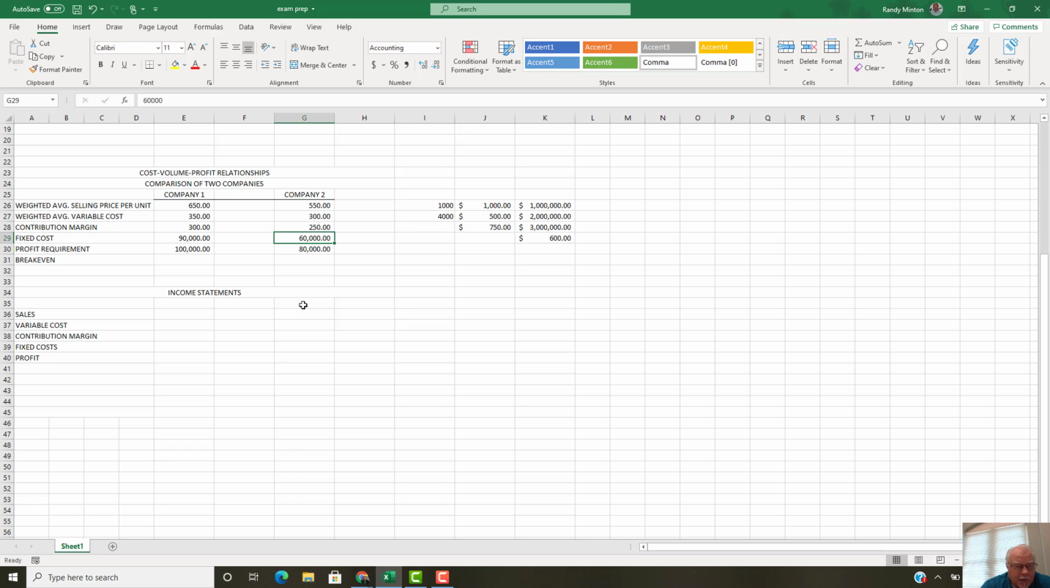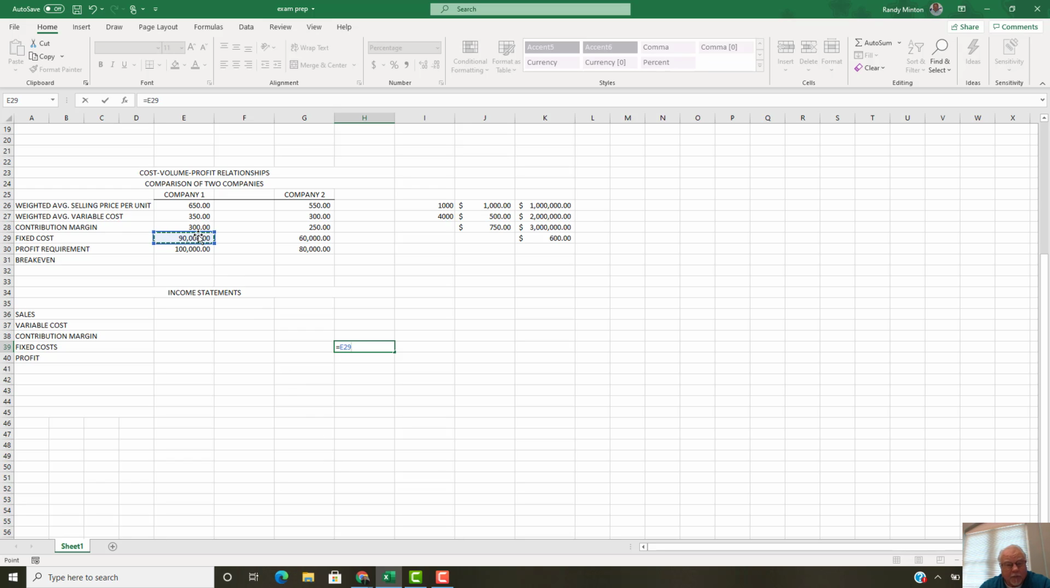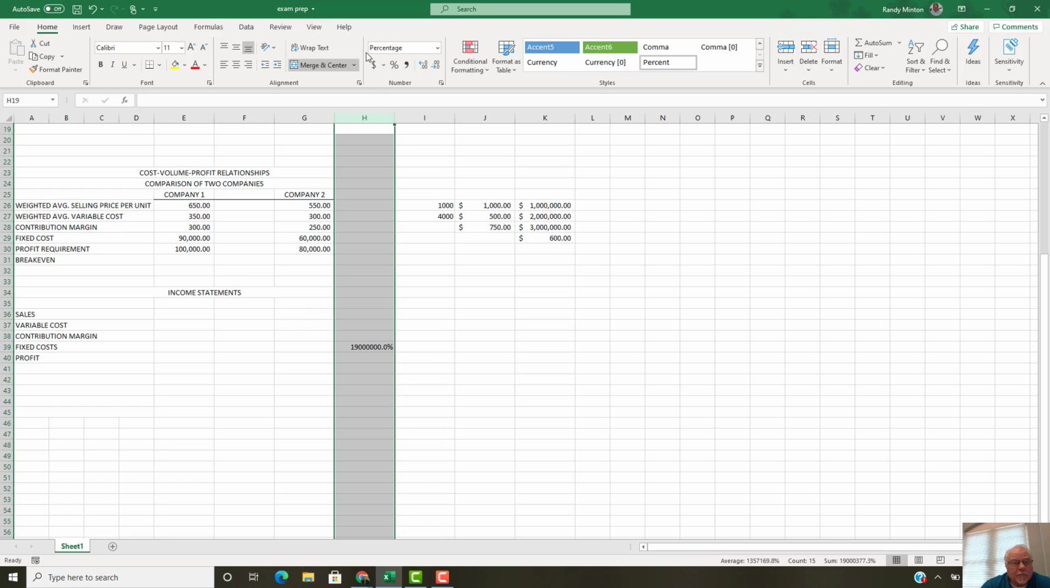Now, break even is very simple. It is your fixed cost, and in this case, any profit requirement, over your contribution margin, which is right here. So if I'm going to make these calculations for you, 90,000 plus 100,000, that's going to be your numerator. And your denominator in this case is your contribution margin. This is going to give us the number of units that we have to produce.